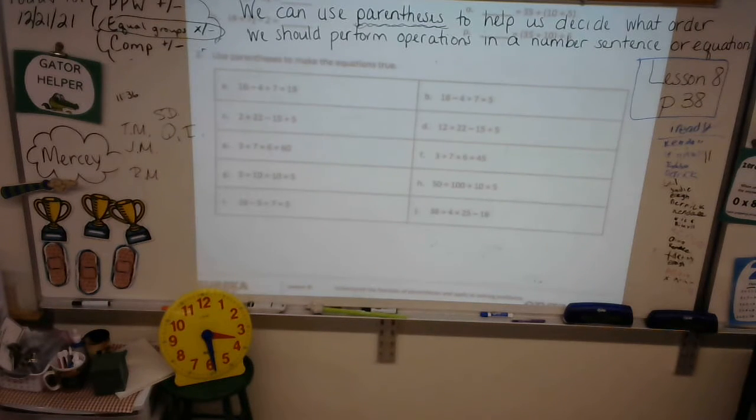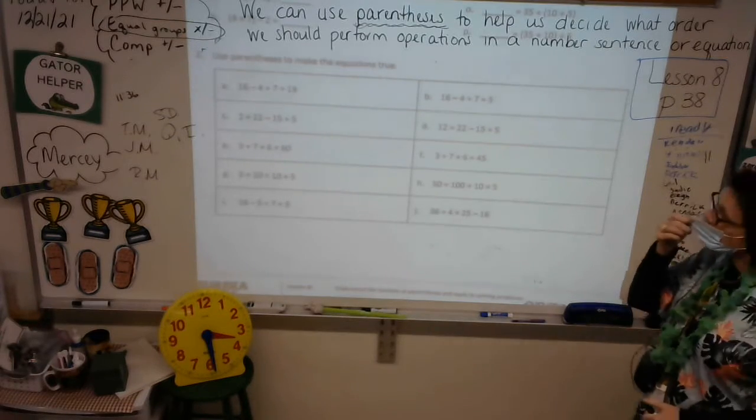Right, they're not columns, they're rows, and they haven't told us where to put the parentheses. So that is our job, boys and girls. Our job is to figure out where to put the parentheses. So let's do the first one.